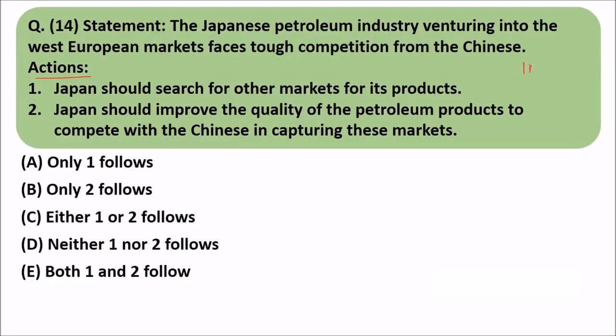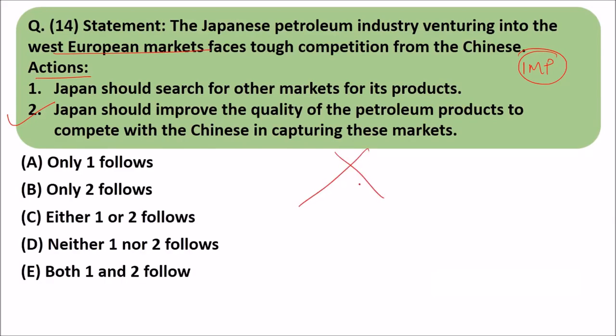It is very important. People get confused and make silly mistakes over here only. You need to think over here. What is the second action? Japan should improve the quality of petroleum products to compete with the Chinese, okay. So this is a good, logical option. So this should be followed. First one, Japan should search for other markets for its products. That means they are saying that Japan should leave Western European markets and search for other markets. Running away from the competition is not an option.